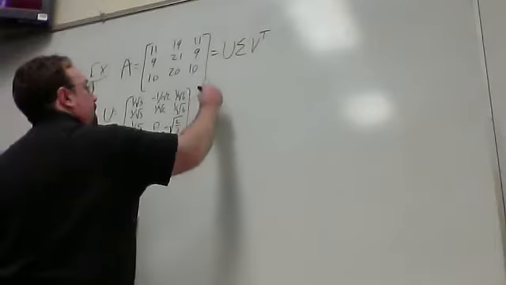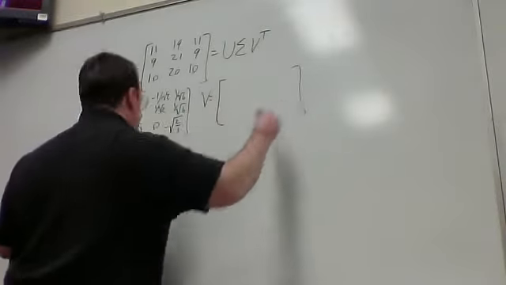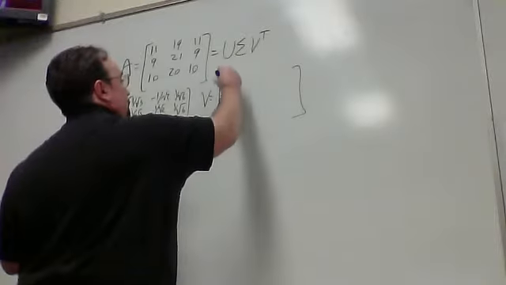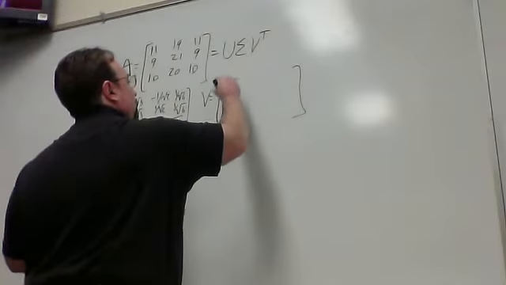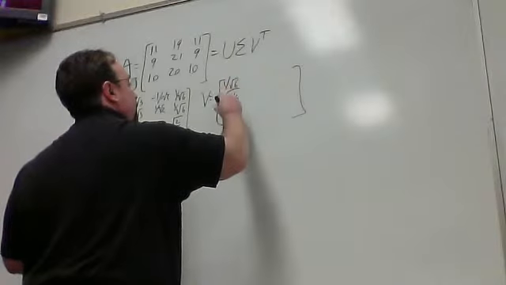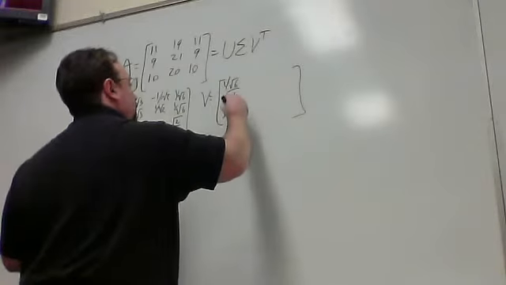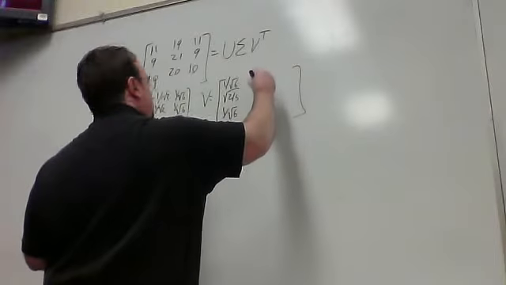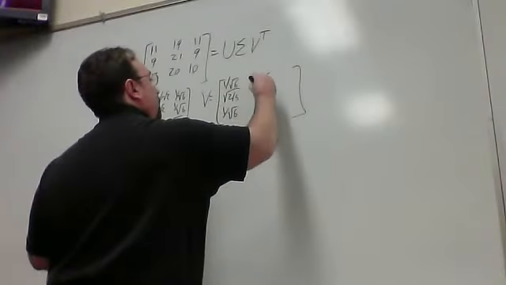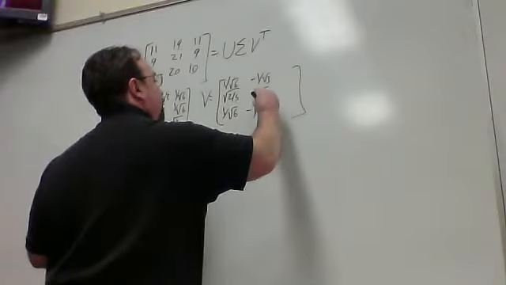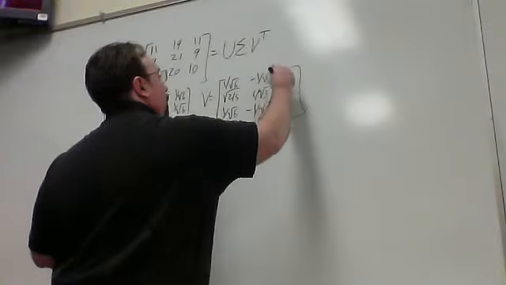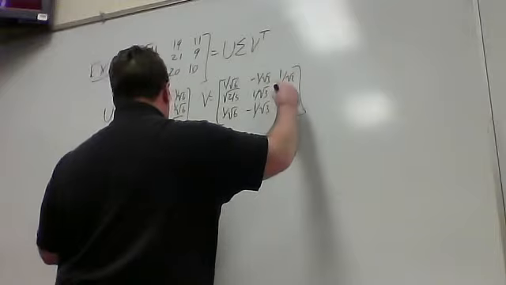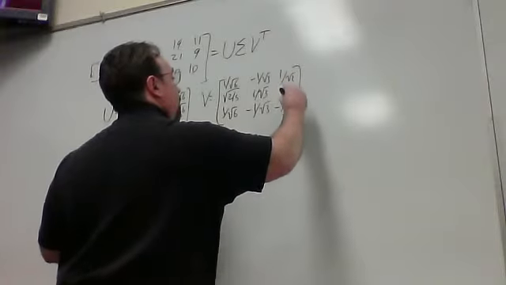And then V also, but different columns. So we have 1 over square root of 6, square root of 2/3, 1 over square root of 6, minus 1 over root 3, 1 over root 3, minus 1 over root 3, 1 over square root of 2, 0, minus 1 over square root of 2.